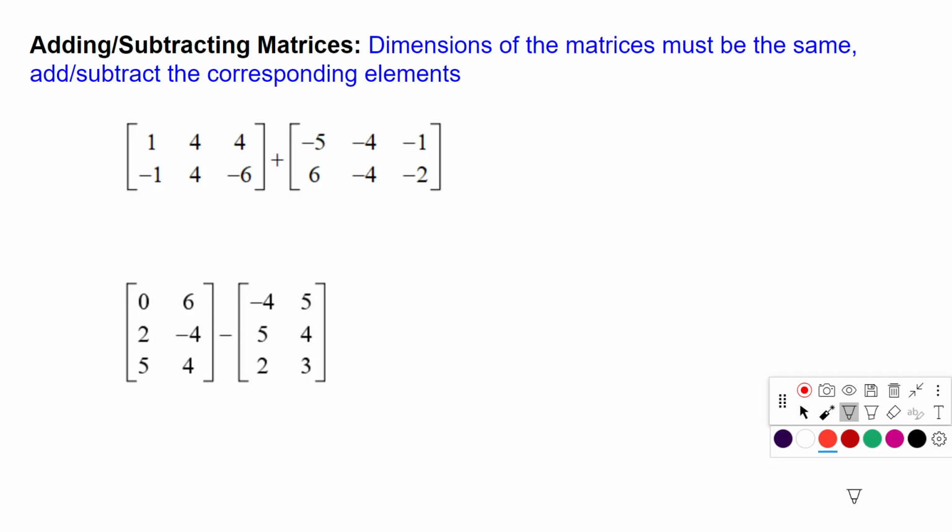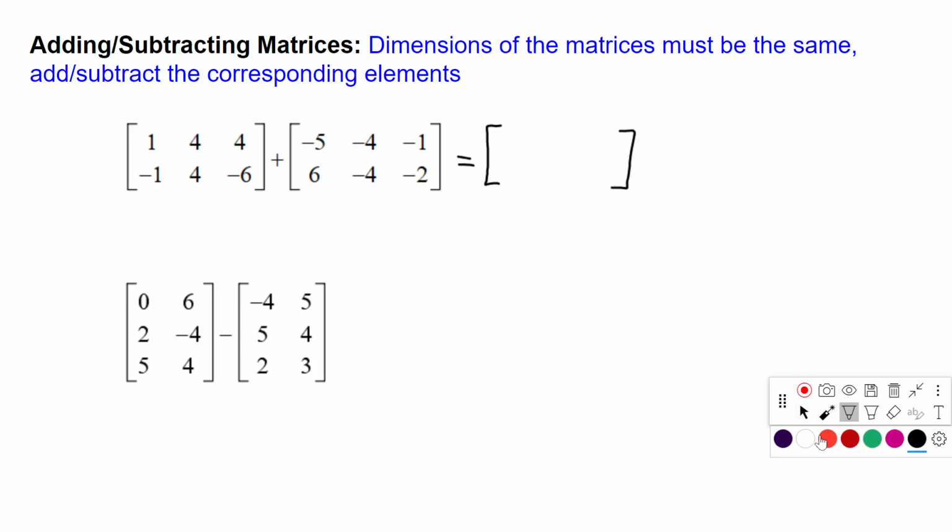On this first slide, we're going to add or subtract matrices. In order to add or subtract matrices, the dimensions of the matrices must be the same. They must have the same number of rows and the same number of columns. And then when you add them, you add their corresponding elements. So our answer matrix, our solution matrix, is going to have the same dimensions as the matrices we are adding or subtracting.